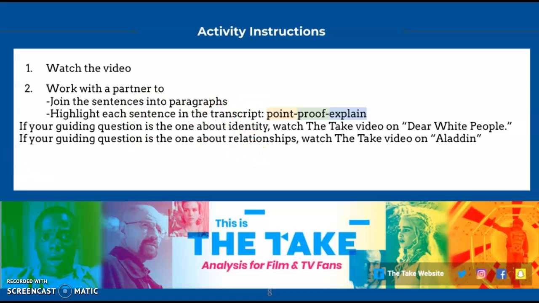Is it making a point, a claim, like a literary interpretation? Is it supporting a point with evidence from the text? Or is it showing critical thinking by elaborating on the ideas, by commenting on the ideas? And I suggest that you work with a partner for this because it will make it easier.